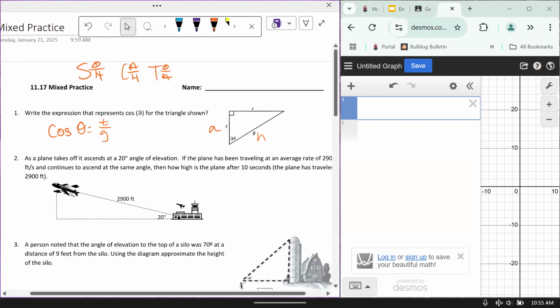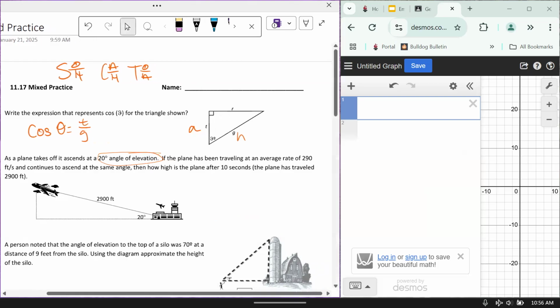Okay. Number 2, as a plane takes off, it ascends at an angle of 20 degrees elevation. Okay. So in this scenario, our graph is labeled for us. So that's super great. If your graph is not labeled, you have to be able to understand angle of elevation right there. So that would be building your horizontal line. If it's an angle of elevation, then our line would be above our horizontal line, and that would give us 20 degrees, right? So that is what that means. You do have to be able to recognize how to build it yourself in case it is not given to you.